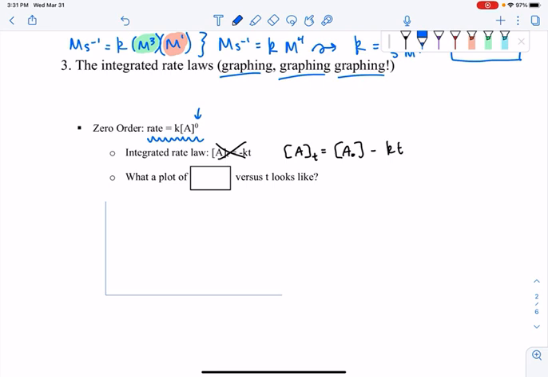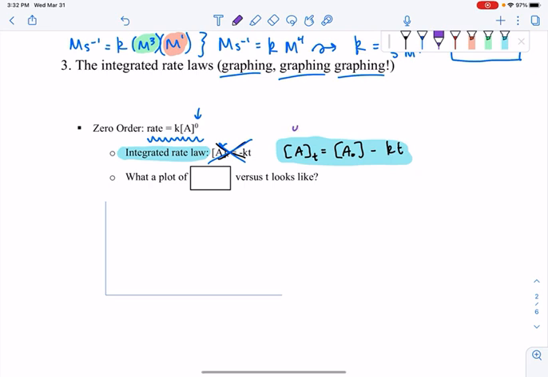If you integrate this, and you'll learn how to do that in calculus, you would get an equation of the form shown here in black. It's incorrect in your notes. This is called the integrated rate law. This is a zero order integrated rate law.